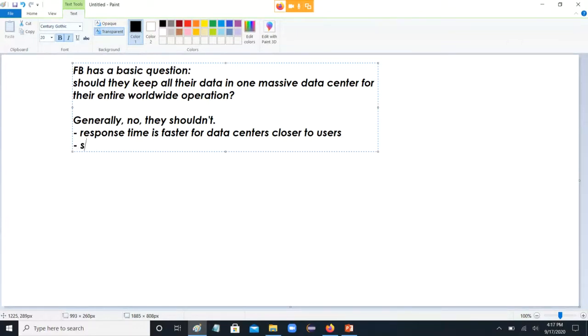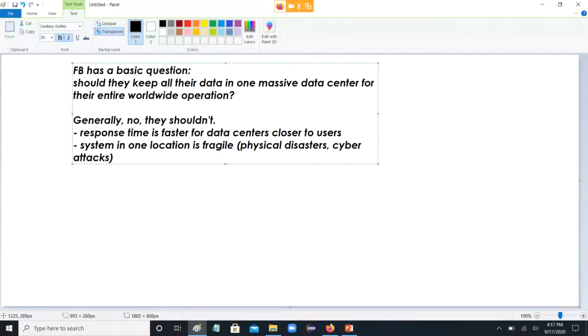Number two, a system in one location is fragile, right? For a variety of reasons: physical disasters, earthquakes, that sort of thing, fires, whatever, and cyber attacks, right? So if somebody manages to hack that one system, disables it all with a massive denial of service attack, yeah, that's going to put the whole system down for a while. What else? Easier to manage data prioritization, right? Caching, things like that.